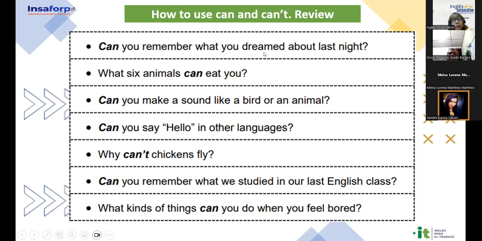Can you remember what you dreamed about last night? What 6 animals can you eat, can eat you? Can you make a sound like a bird or an animal? Can you say hello in other languages? Why can't chickens fly? You give your reason. Can you remember what we studied in our last English class yesterday? What kinds of things can you do when you feel bored? Okay, answer these questions right now on your notebooks, guys.